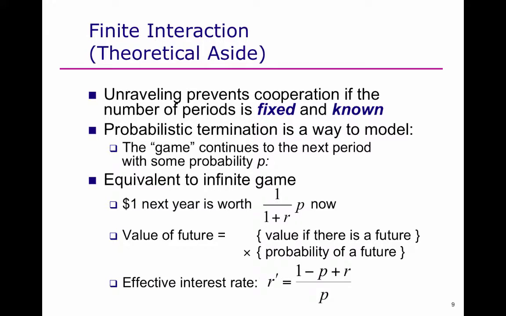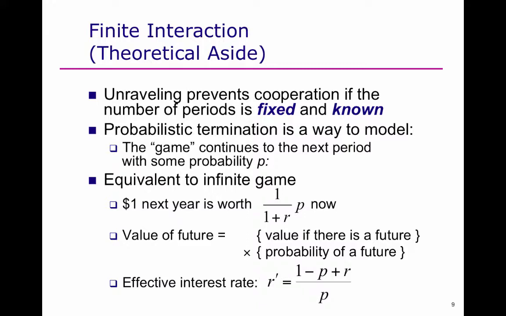This unraveling process prevents the cooperation when there's a fixed and known number of periods. So maybe we should insert into this model what we call probabilistic termination. That is, the game will continue to be played with some probability p. In essence, this could be set up to be equivalent to an infinite game.